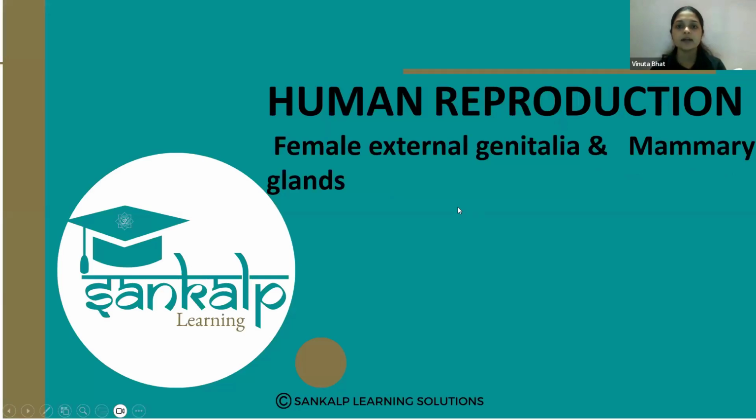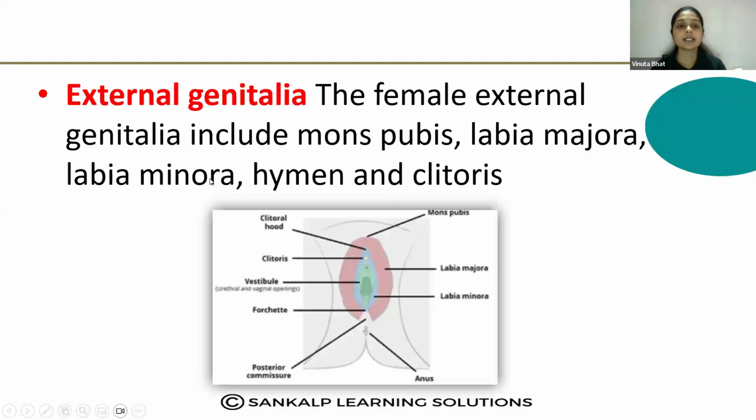Hello everyone, human reproduction. So, we are going to study the female external genitalia and the mammary glands. Okay, yes, the female reproductive system also includes the external genitalia, right?